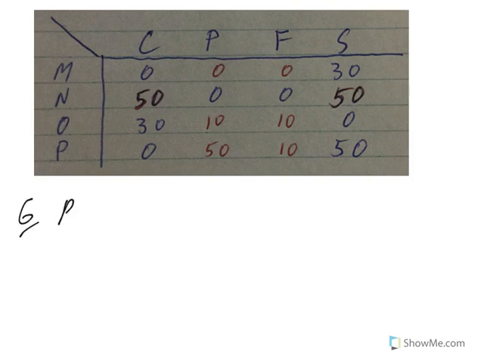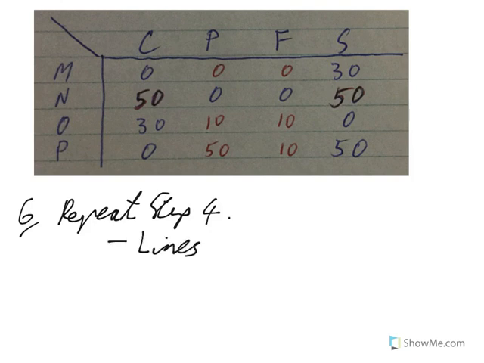So step 6 is to repeat for step 4. Alright, and step 4, remember, is the lines covering. So this time, let's do our lines in green. I can get lines through 3 if I go that way. I can get through 2 if I go that way. And now there's 2 others. And I could go horizontally or I could go vertically like that.